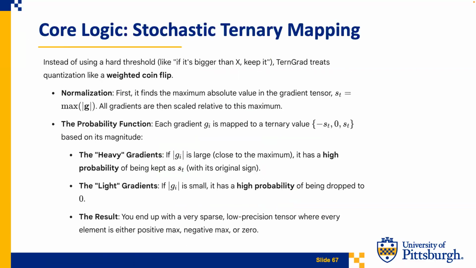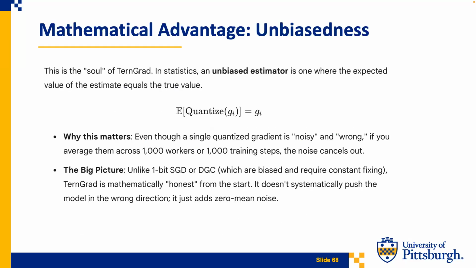So basically that's what I described. I'm finding the maximum absolute value of the gradient, and each one is mapped to a ternary value: -9, 0, or 9. If the value G is large or close to the maximum, it has a high probability of being kept as this. If it's small, there's a small probability, so it becomes 0. And if it's close to -9, there's a high probability of it being -9. You end up with a very sparse, low precision matrix. And the expectation is that after so many rounds, eventually that number is going to be the original number.